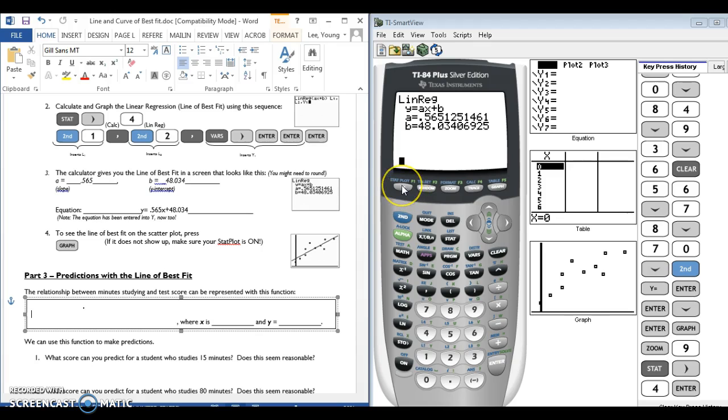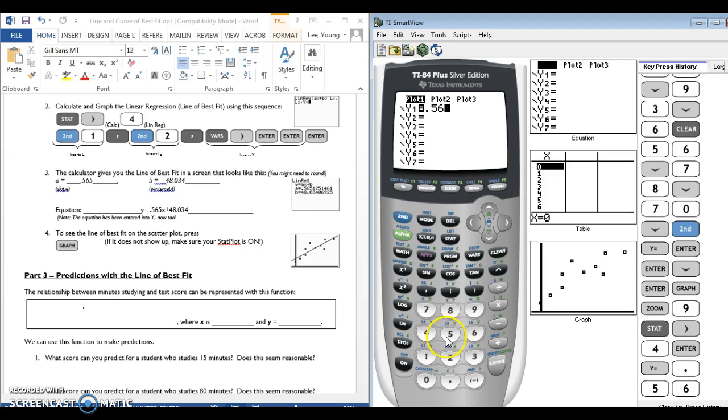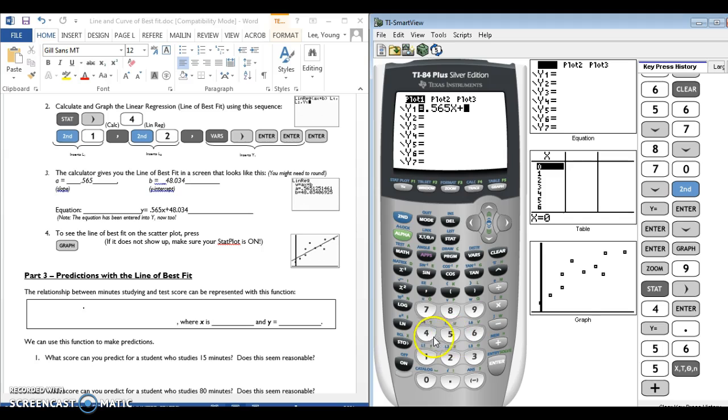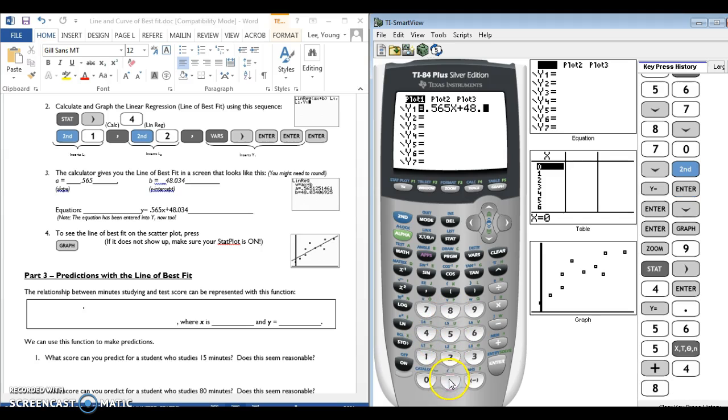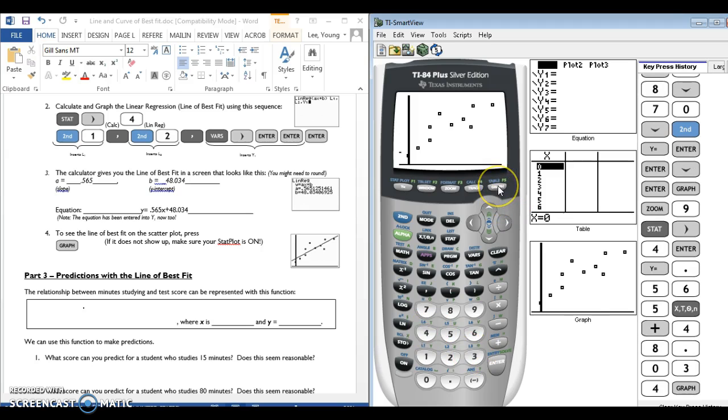So we're going to go back to y equals, and then we're going to put that information in: 0.565x plus 48.034. Let's graph it. Yes, this is the line. Okay, this is the line of best fit that represents this scatter plot. Isn't that neat?